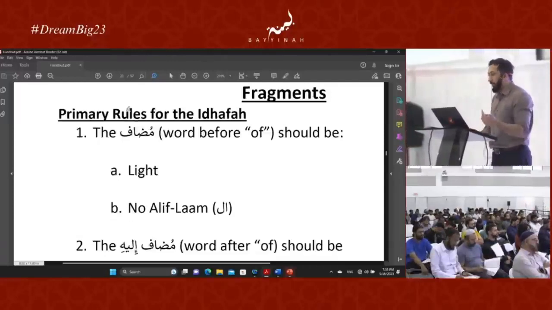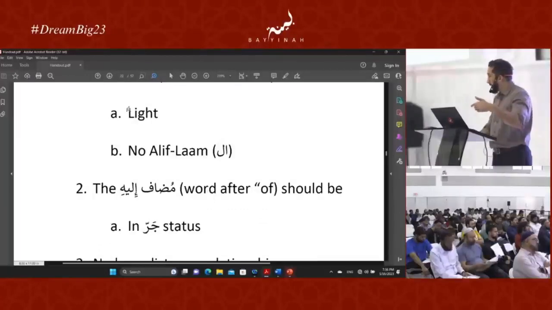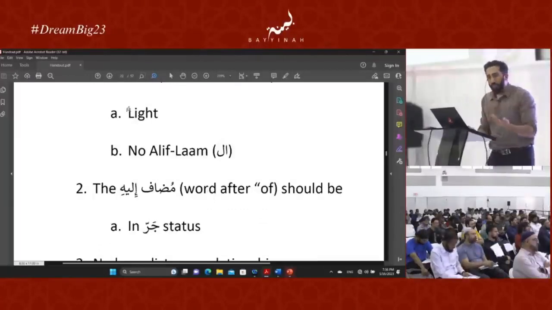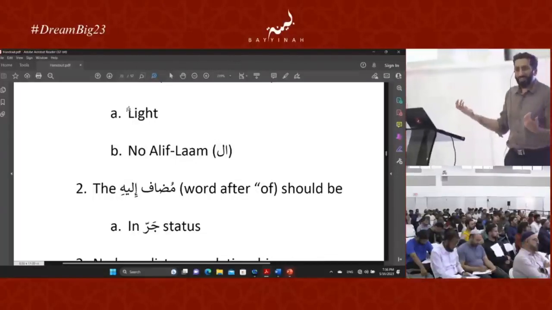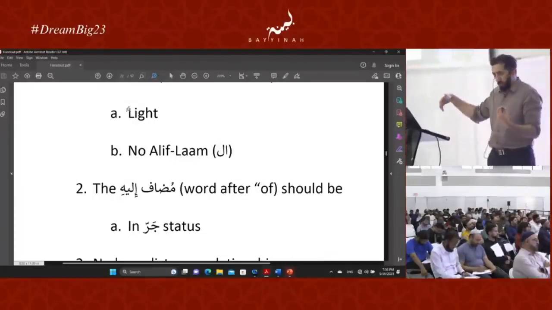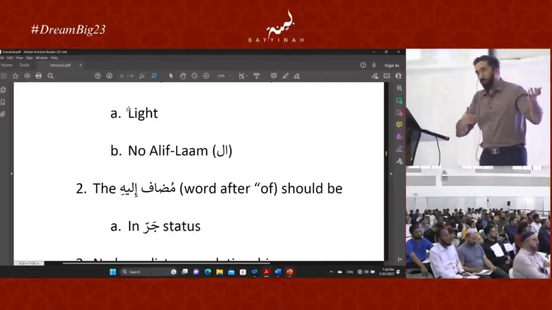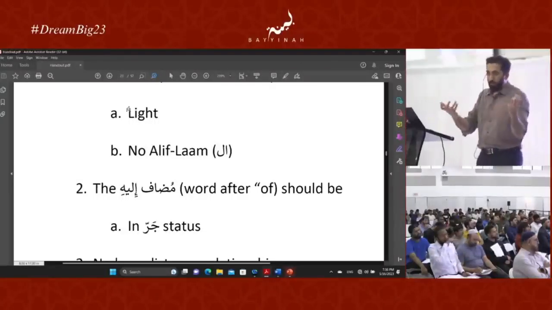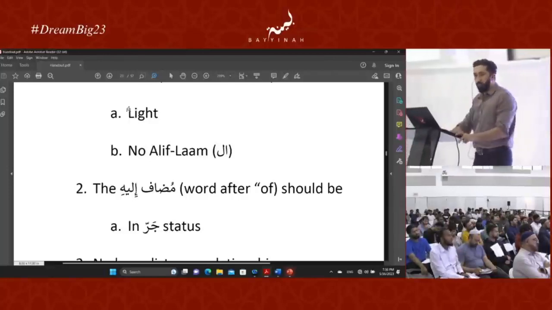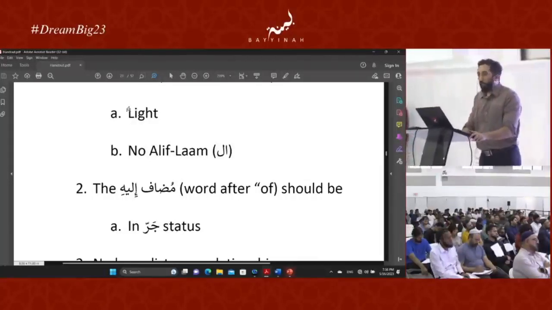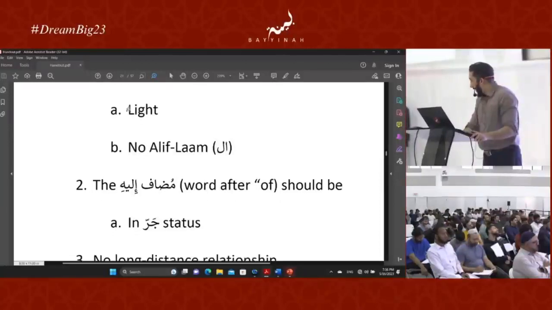The Mudhaf Ilayh, the word after of, should be jar status, which is something we already knew. How did I define jar in the beginning? I said jar means after of, and now Mudhaf Ilayh is after of. So jar and Mudhaf Ilayh are like 2 words for the same thing almost. Jar is a little more than that, but for now it's okay. So every Mudhaf Ilayh is jar.